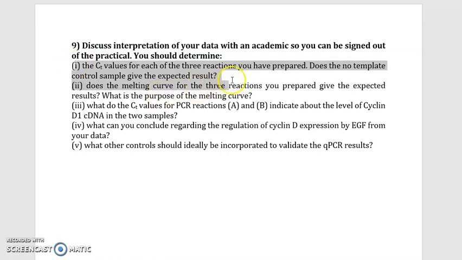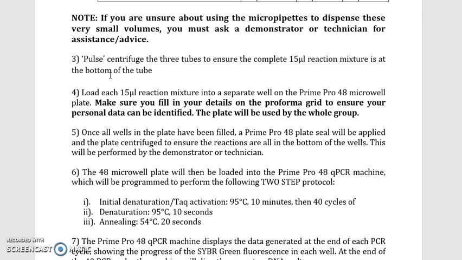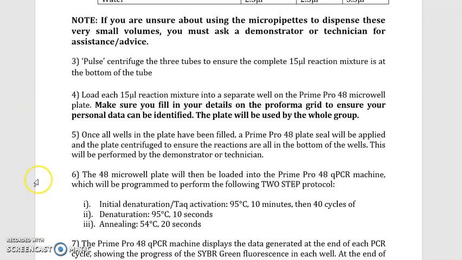So for 9i, the question is saying, the CT values for each of the 3 reactions you have prepared. Does the no template control sample give the expected results? So, first of all, you kind of need to know what a no template control is. So in our experiment, if you read the sheet, and if you don't have it, here you go.